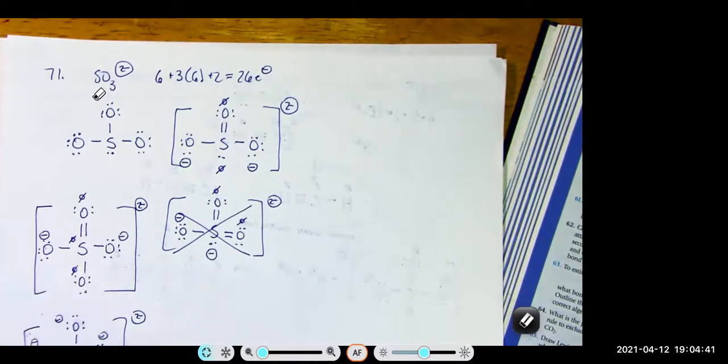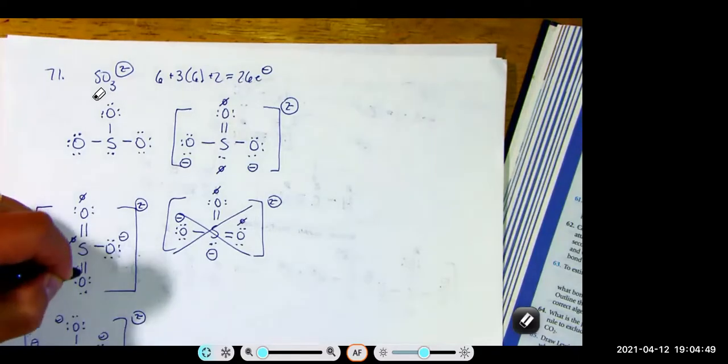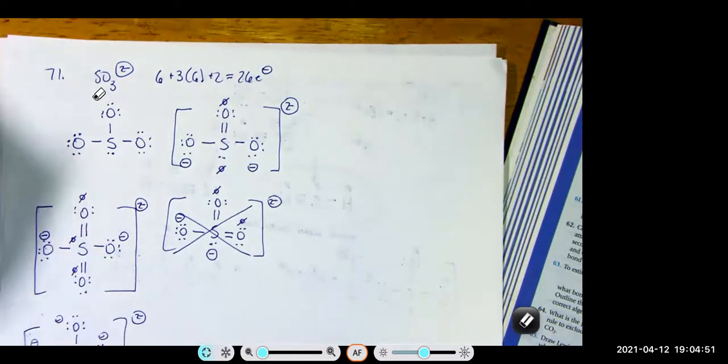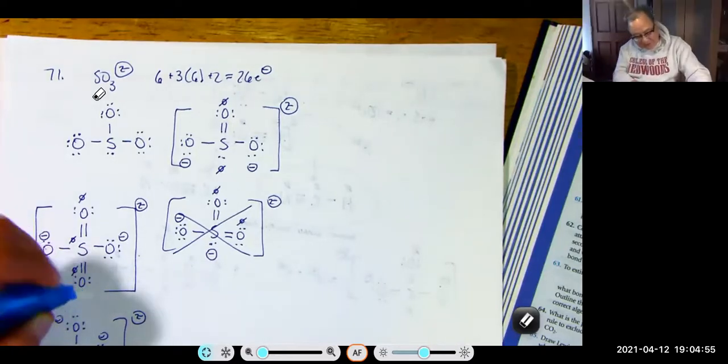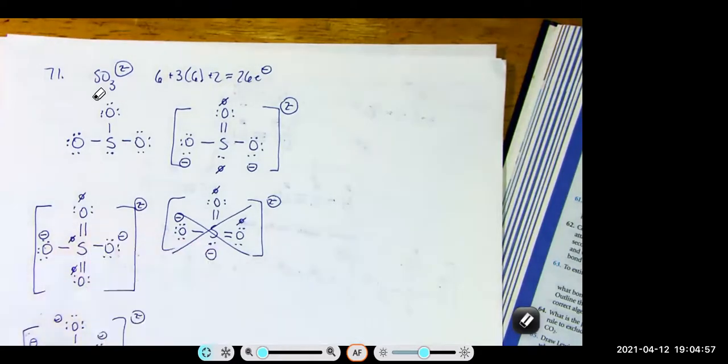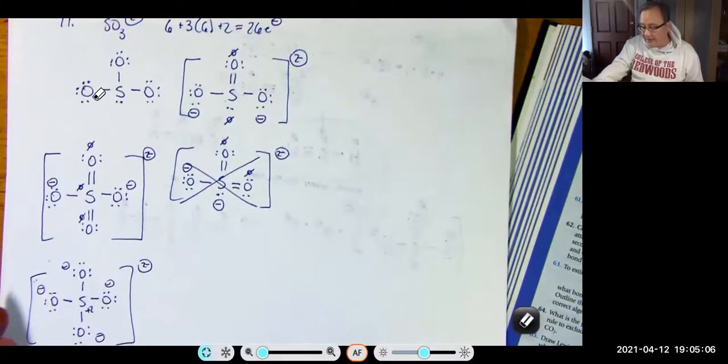Wait, why is there a double bond here on the oxygen? Which one? For the SO4? This should be a double bond. They should both be double bonds? There should be 2 double bonds on this. Okay, so the sulfur then is hypervalent. Yeah, because it's in period 3. Anything in period 3 can be hypervalent.